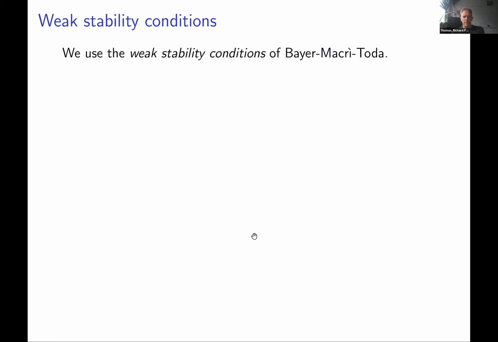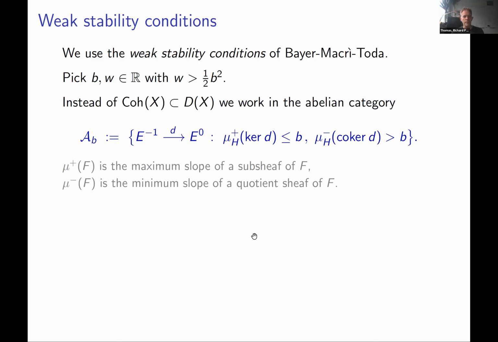Okay, so there are these miracle weak stability conditions, a biomimicry of Toda, which Sahela is the world expert in. And they're a bit technical and really, you're either an expert or you're not going to absorb this. I mean, for instance, I haven't entirely absorbed it. But anyway, the ones we use are going to depend on two parameters, B and W. We're going to work in the following abelian category of two-term complexes of sheaves.